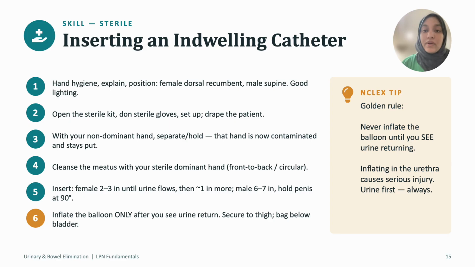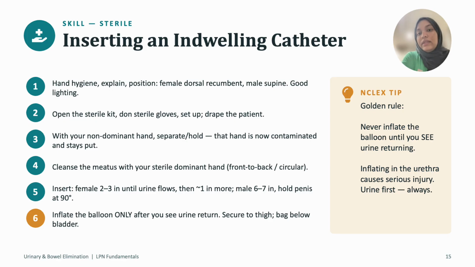And then you open up your kit, glove up, sterile, drape. Use your non-dominant hand to separate the labia or hold the penis. And once it touches the patient, remember it's contaminated, so it does not move. With the sterile hand, cleanse from front to back. Then insert, for females, about 2 to 3 inches until urine flows, then a little bit more. For males, about 6 to 7 inches, holding the penis at 90 degrees.